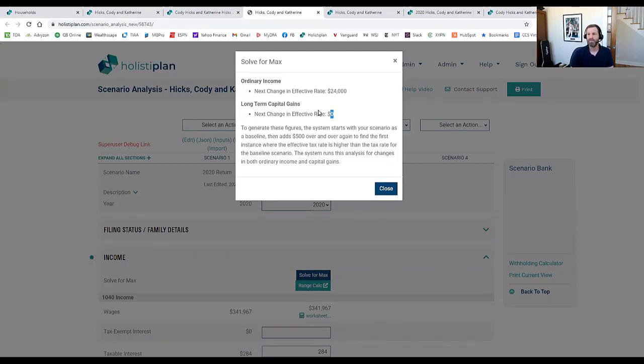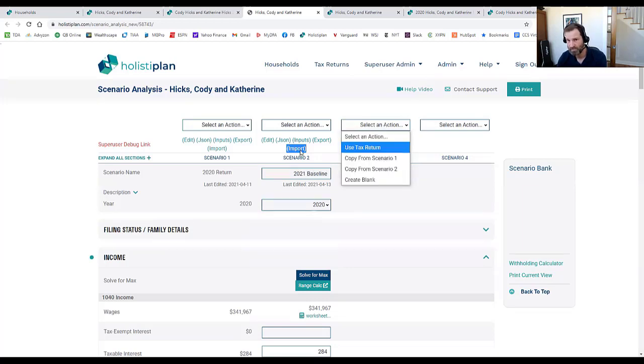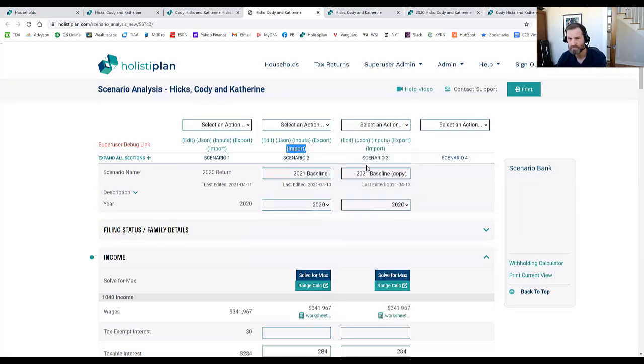So, kind of a quick run through, but a lot here, primarily focusing on the big takeaways from that 2020 tax report. And then how do I start modeling what 2021 might look like, either as a baseline or, let me actually do this, I'm going to rename this 2021 baseline. And then I'm going to do another one that's just going to copy from scenario 2. And let's do 2021 Roth conversion.